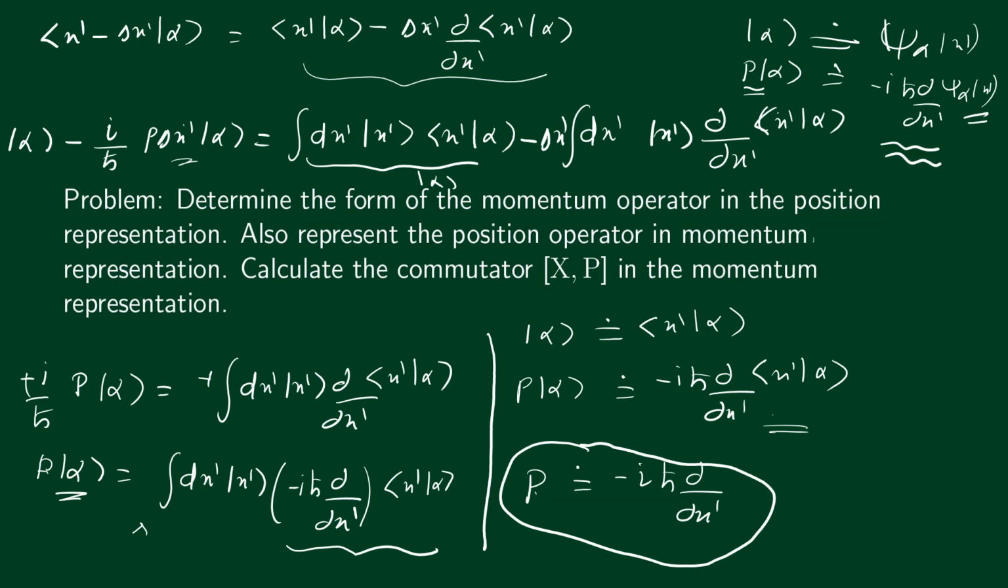The only thing we did was define the momentum operator as the generator of infinitesimal space translations. We said that it has to be the Hermitian operator that generates translations in space. Based on this definition, we saw that this operator should have the form minus i h bar partial derivative with respect to x prime in the position representation. That answers the first part of our question. Let's now go to the second part of the question: also represent the position operator in momentum representation.